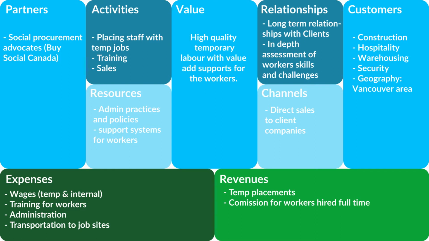And the relationship with their temporary workers involves an in-depth assessment of the workers' skills and challenges. This allows Embers to provide better support, better training, and put them into more appropriate placements based on their skills and abilities. The channels that Embers uses is direct sales to construction companies based on existing relationships. Their activities are about placing staff within temp jobs, training, and sales. Their partners involve social procurement advocates like Buy Social Canada, and the resources that they use are often around administration, practices, and policies, as well as having support systems for the workers.